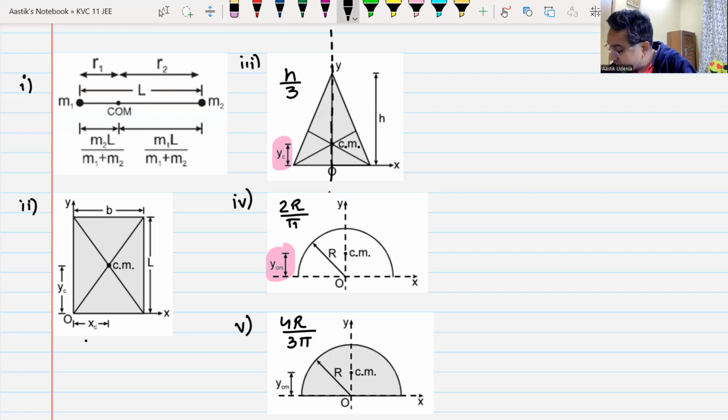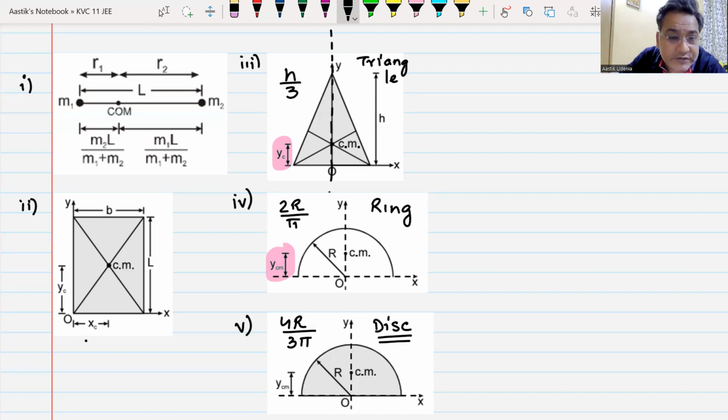I will just write it here. This is disc. Half disc. This is half ring. This is triangular plate or a triangle. Trying to put as many as possible here. Let me see if you can put the entire one.